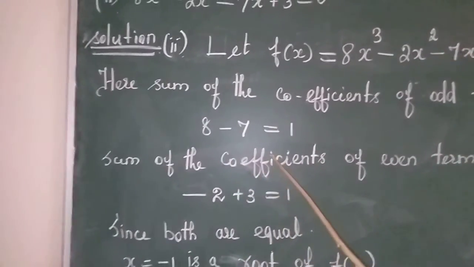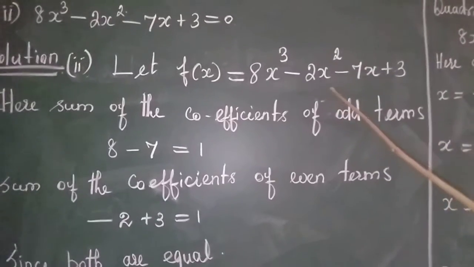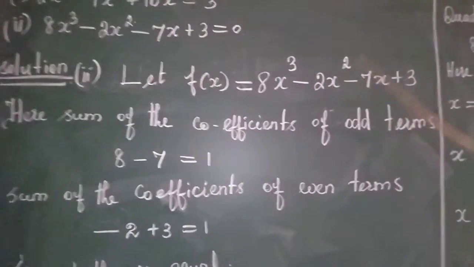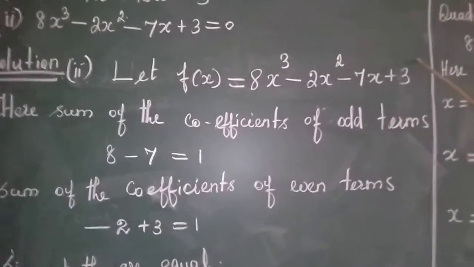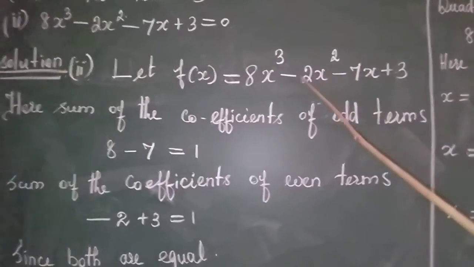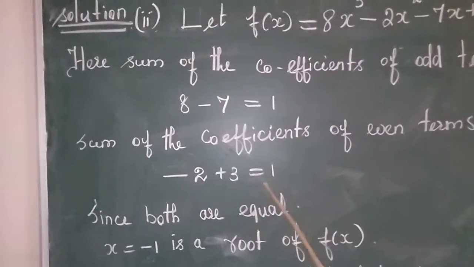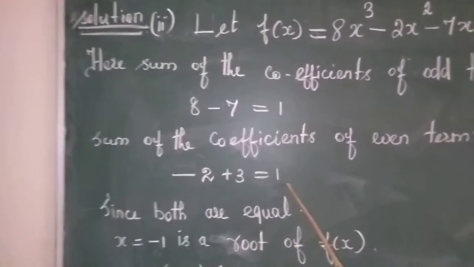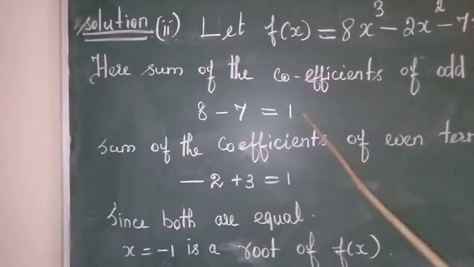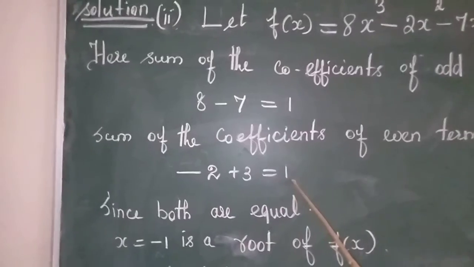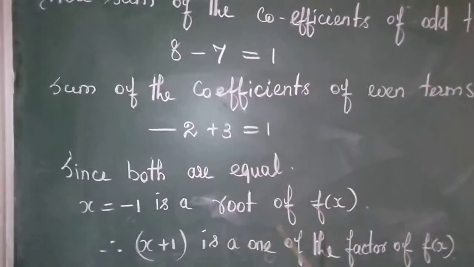Next we are trying to find out the sum of the coefficients of even terms. Here the even terms are minus 2x square, and here the constant term, where the x to the power is 0, and 0 also will come as an even number. So we are going to add these two coefficients, that is minus 2 plus 3 is equal to 1. Since both the sum of the coefficients of odd terms and even terms are the same, equal, we can conclude that x equal to minus 1 is one of the roots of f of x.